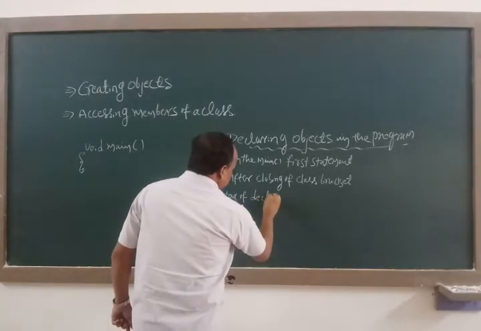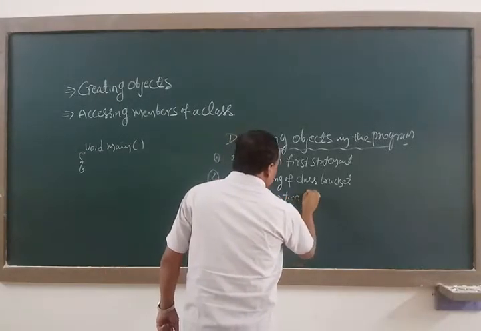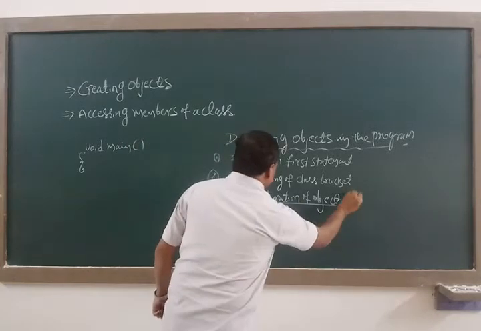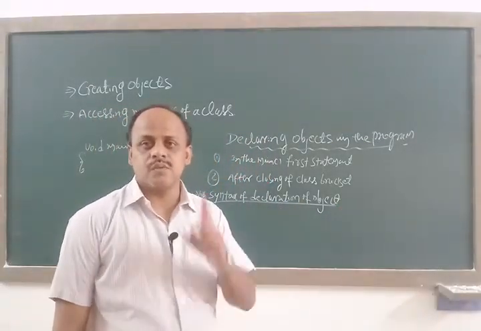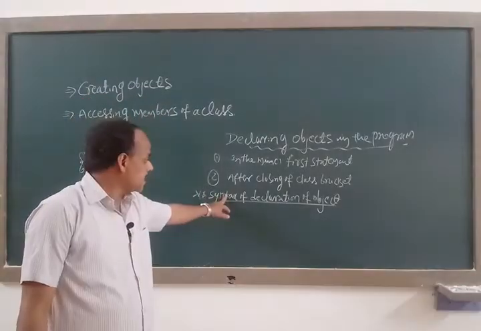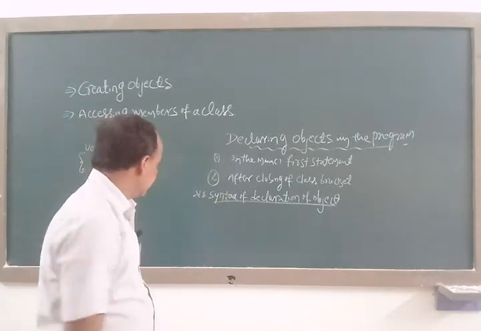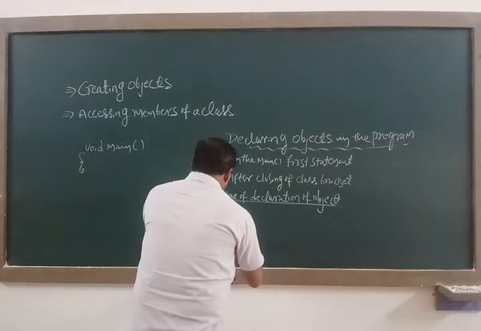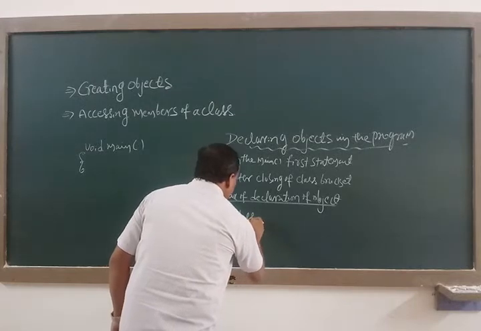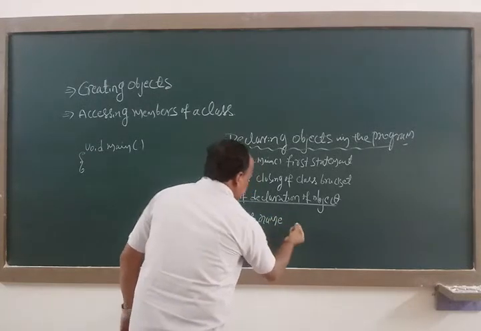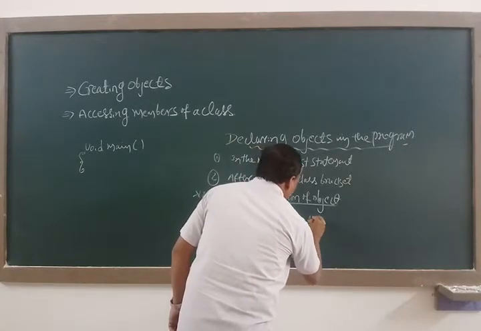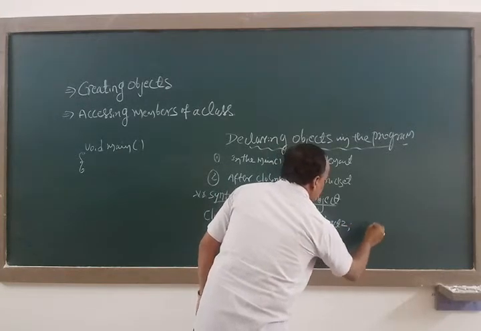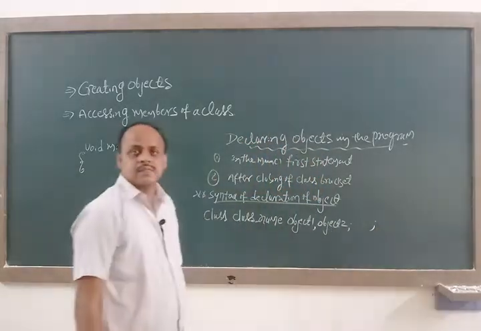Syntax of declaration of object. This is very important. In the examination, they are going to ask for 1 mark, that is, write the syntax of declaration of object. See here: class, space, class name, space, object 1 comma, object 2 comma, so on, semicolon.